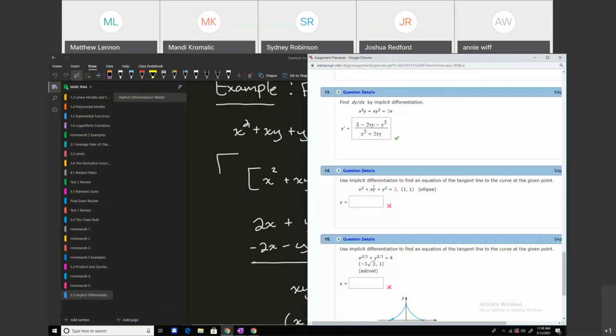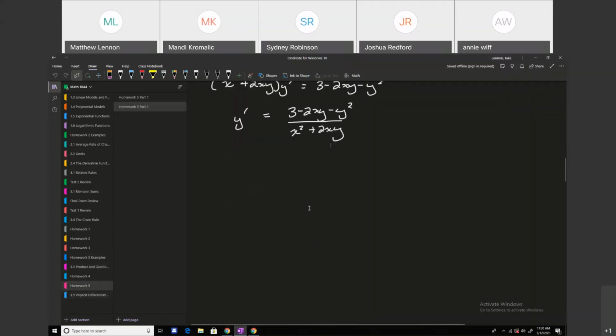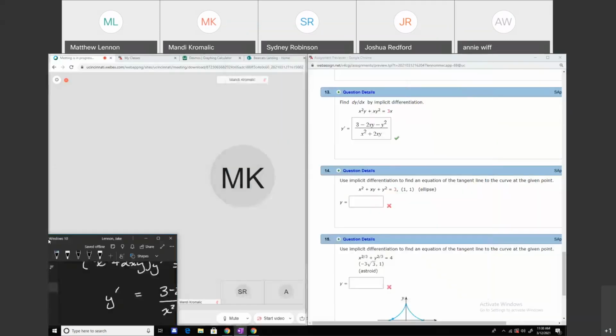So for number 14, you can follow that problem from the notes last time. But notice that they have y squared, not y cubed. But everything else is going to work out the same. So let's just do number 15, the asteroid problem.